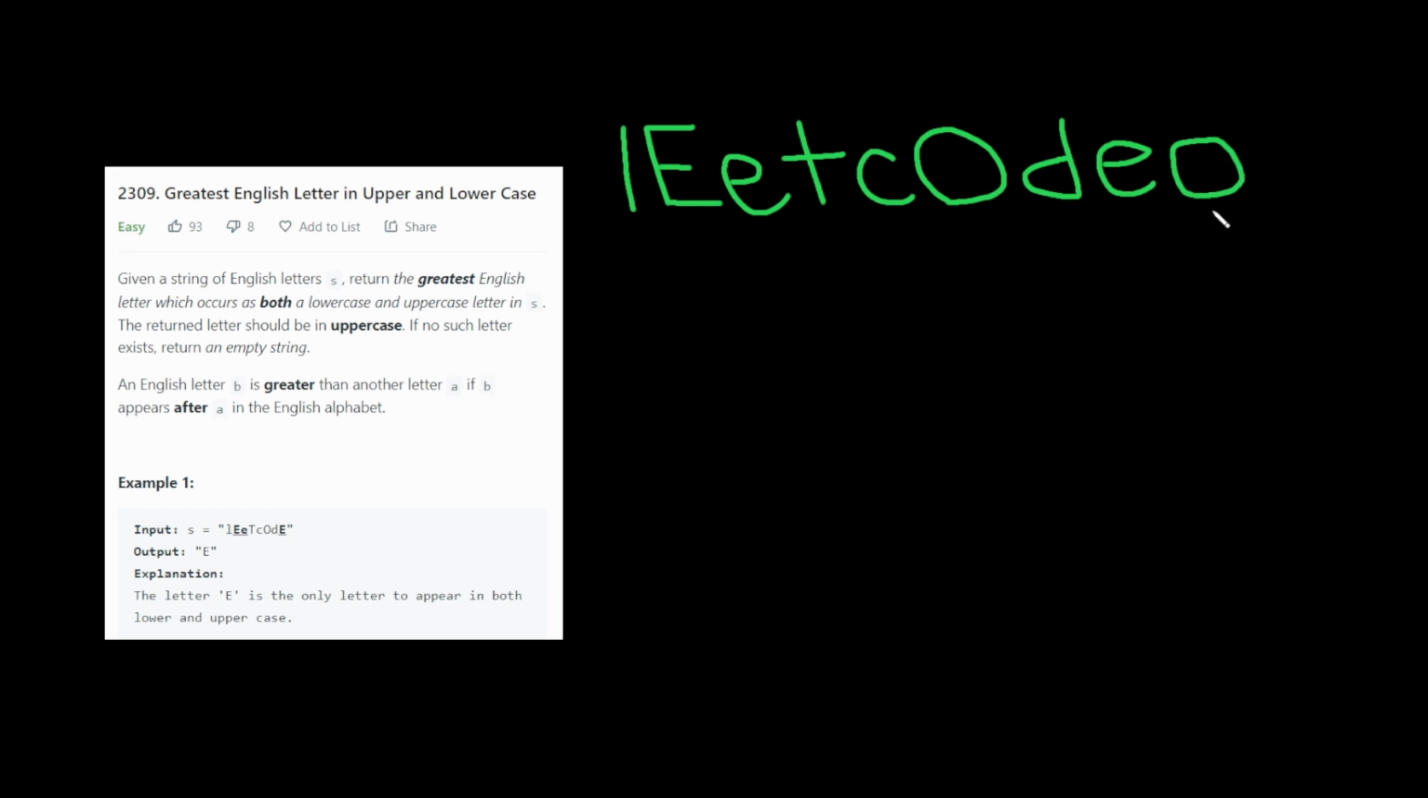If we add this O at the end here, however, then the greatest character would be O, because there's both an upper and a lowercase o, and o comes later in the alphabet. There are many ways you can do this algorithm, but I'm going to show you one of the easiest ways that I found of doing it.